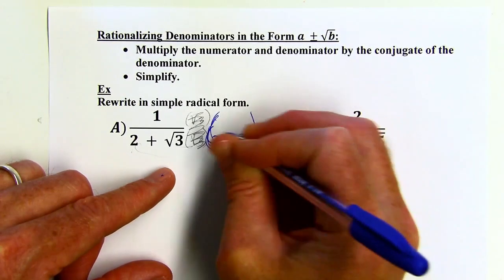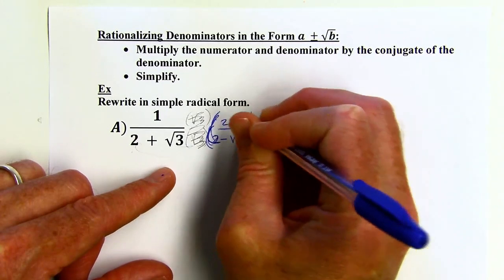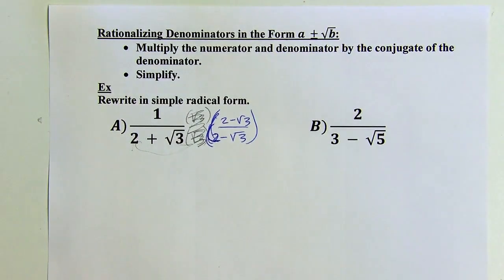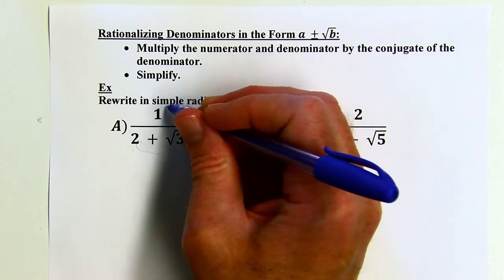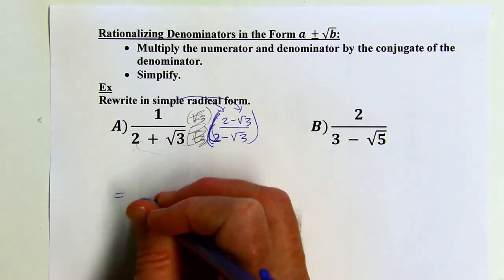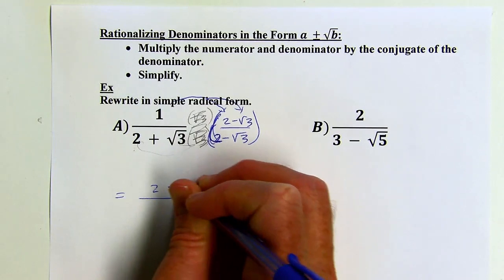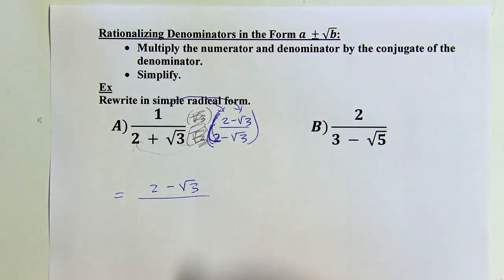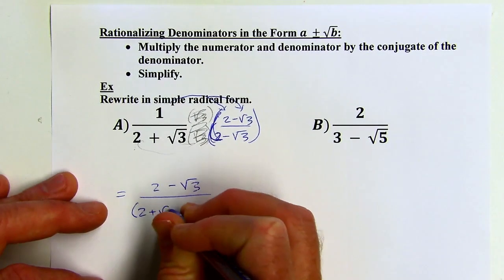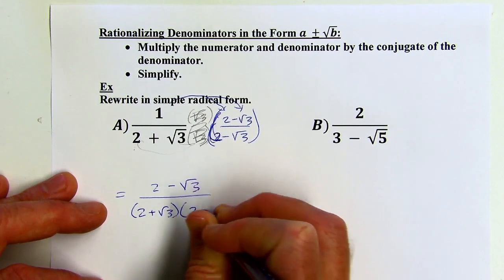And then whatever I do to the bottom, I got to do the top as well, so that I'm really just multiplying this fraction by 1. So on top, I'm going to distribute the 1, which doesn't really do much. That gives me 2 minus the square root of 3. But on the bottom, I've got now 2 plus root 3 times 2 minus root 3.